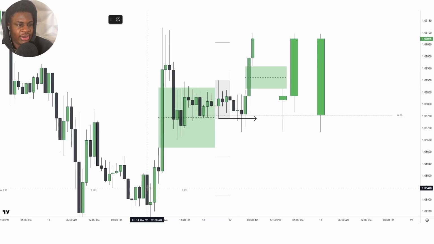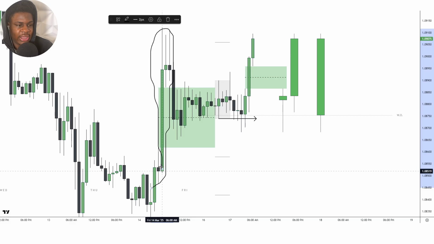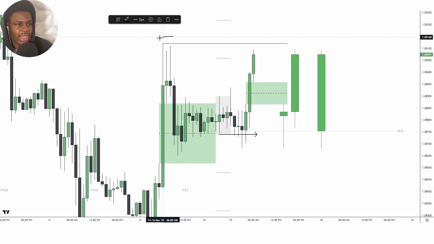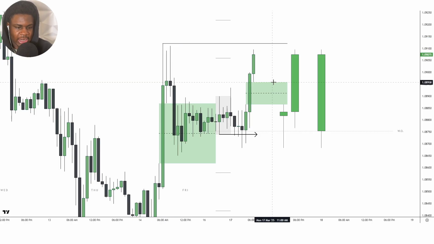You can see here that price had this overall expansion to the upside, and then price created these previous highs. These highs right here are referred to as our liquidity pools. So it's very important, right?